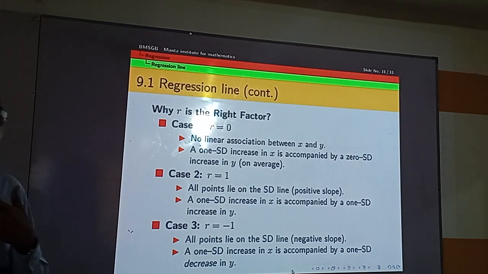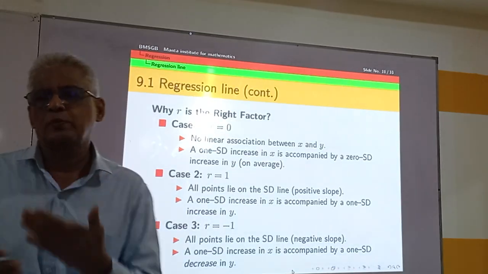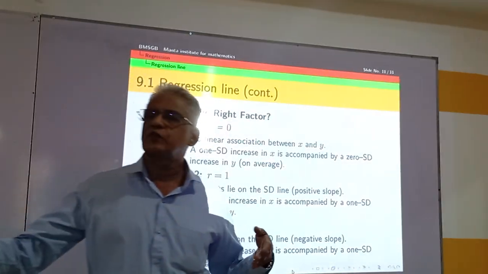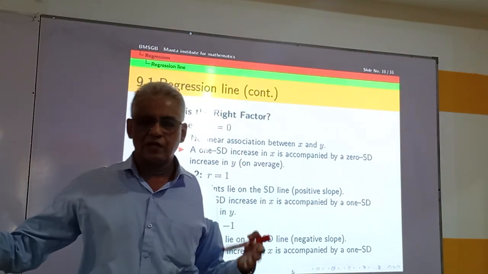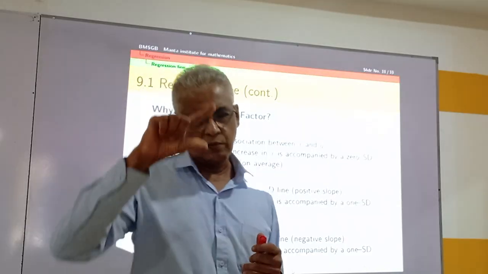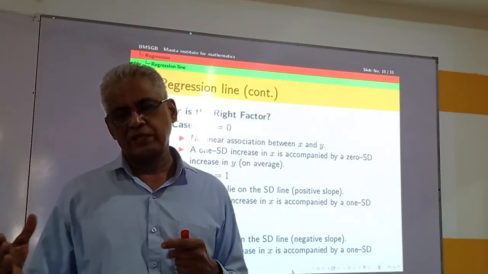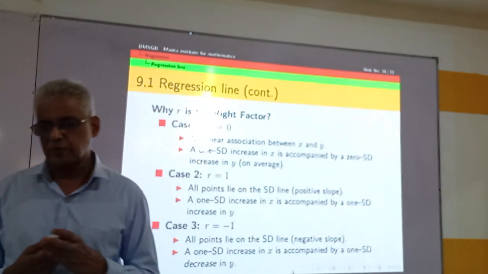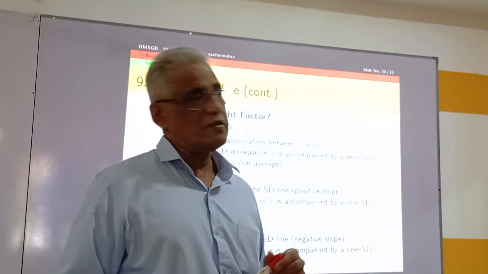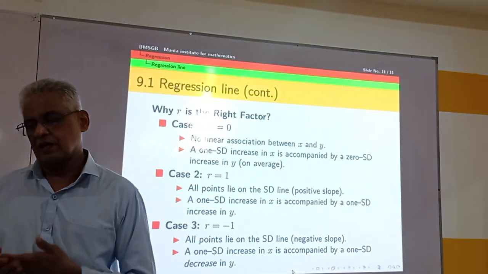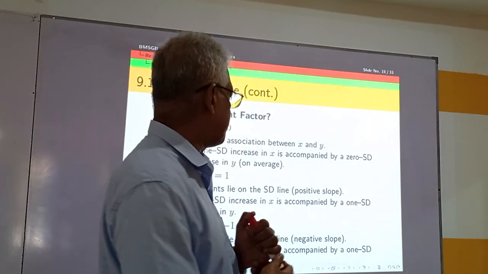But let us at least check whether this R is a suitable factor here, at least considering a few particular cases. It has to be true for all situations. We will not be able to prove that the amount of increase or decrease is R times SD of Y without rigorous mathematics. But they have given us the formula, so we will just check whether R is suitable as a factor in a few situations.